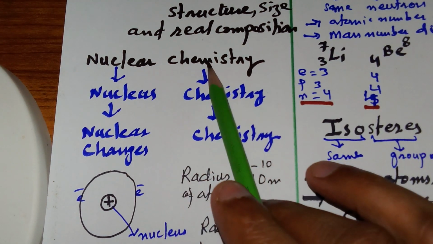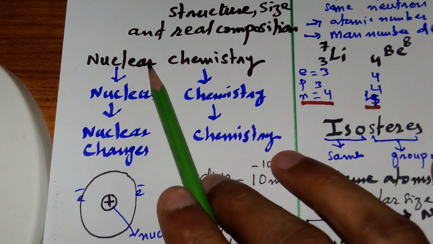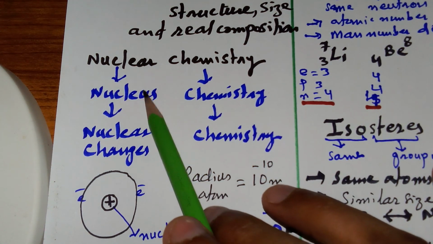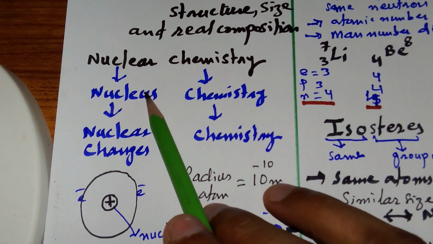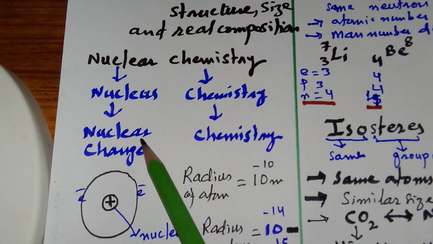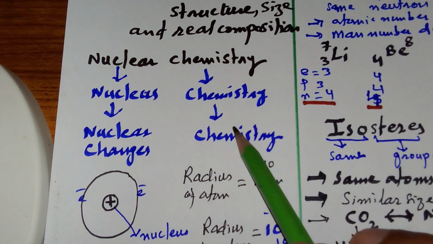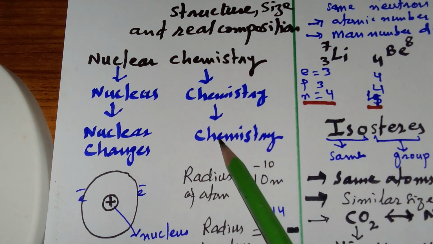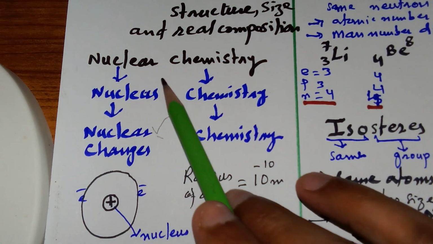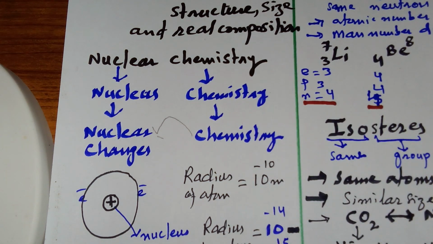This is nuclear chemistry. From the word nuclear, it is very much clear that nuclear means a nucleus. So what do you mean by the nucleus? Nucleus means what type of nuclear changes take place within the nucleus of an atom. So the chemistry which is a study about the nuclear changes that take place within the nuclei of the atom is known as nuclear chemistry.